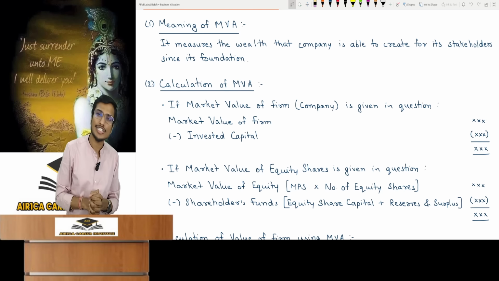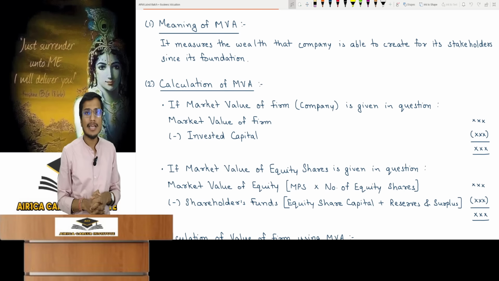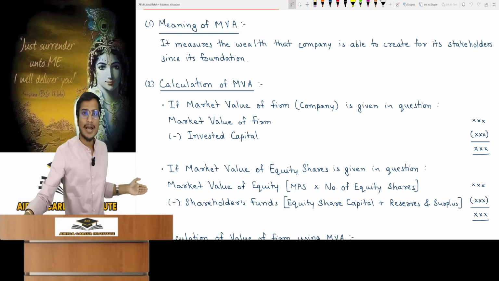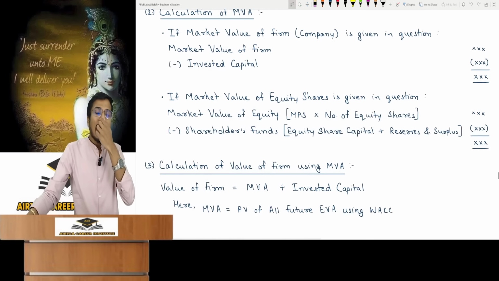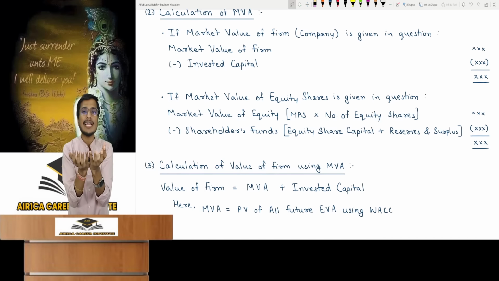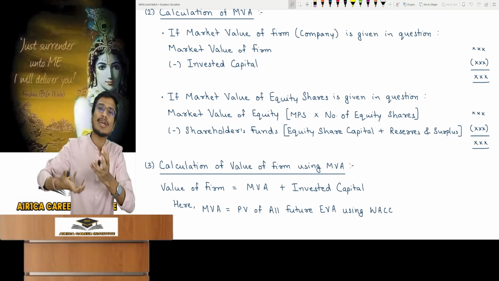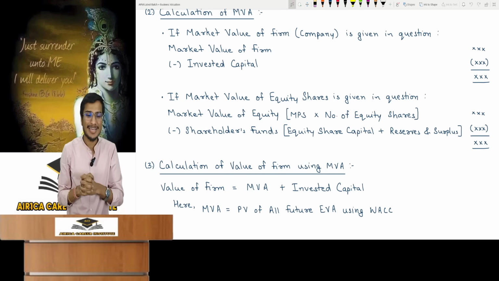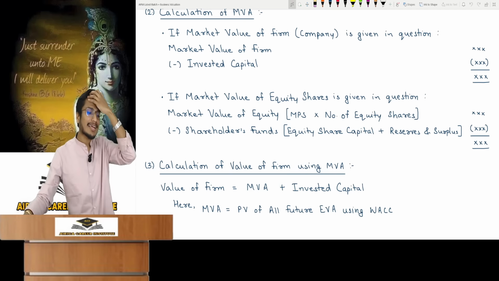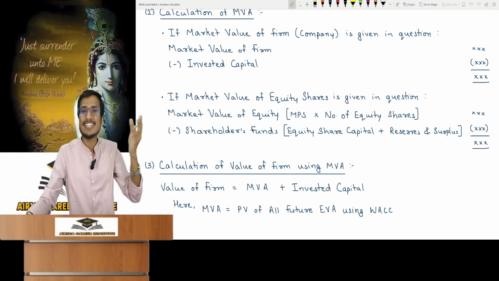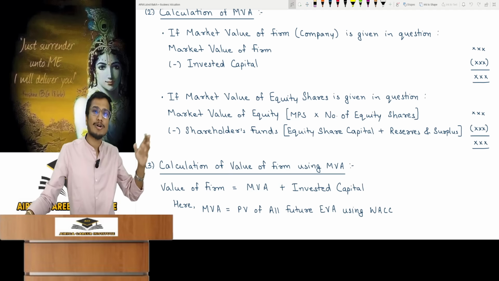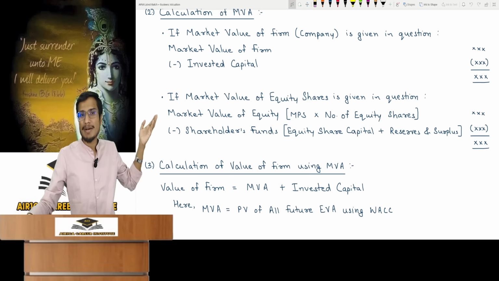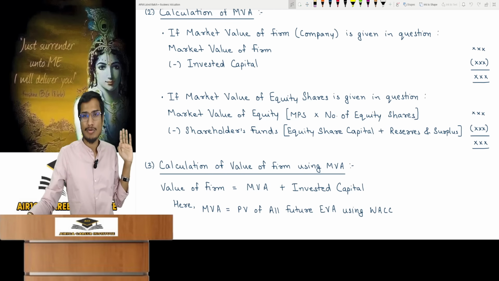equity shareholders is provided, how to calculate? Take the equity holders' market value, which is MPS times the number of equity shares provided in the question. Now from this deduct the invested capital. Don't make this mistake. When you take the market value of equity, you are saying how much value addition has been made for the equity holders. Then deduct only the book value of the equity holders, which is the shareholders' fund, meaning equity share capital plus reserves and surplus. The value in the books is from reserves and surplus. Market value represents this value addition for equity holders.